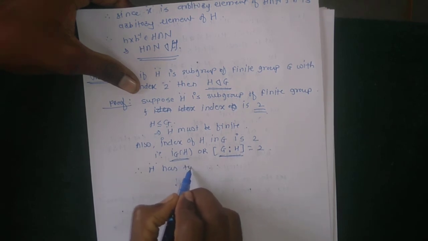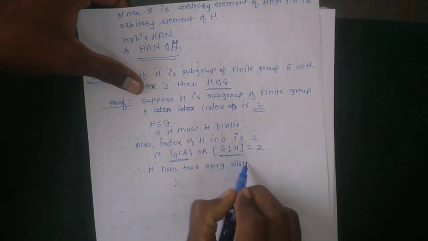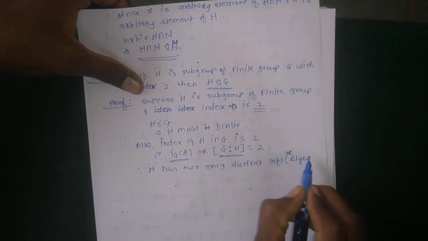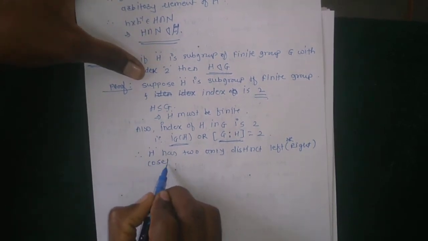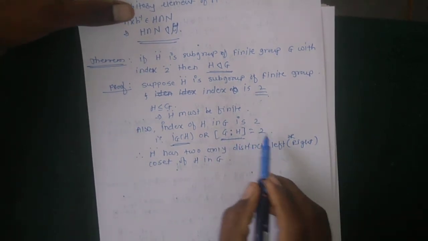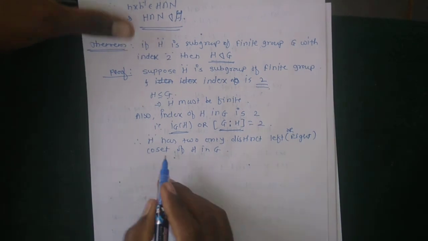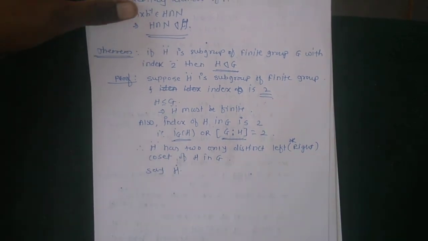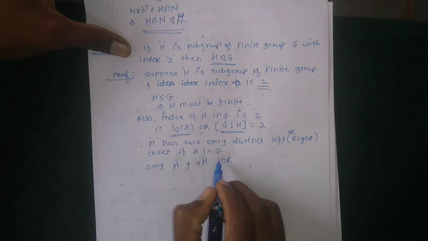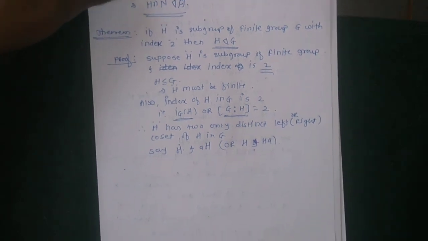Which implies that H has only two distinct left or right cosets of H in G. Okay, index is 2, which implies that by the definition of index, H has only two left or right cosets. Suppose one coset is H itself and another is aH, or H and Ha, left or right coset, choose any.